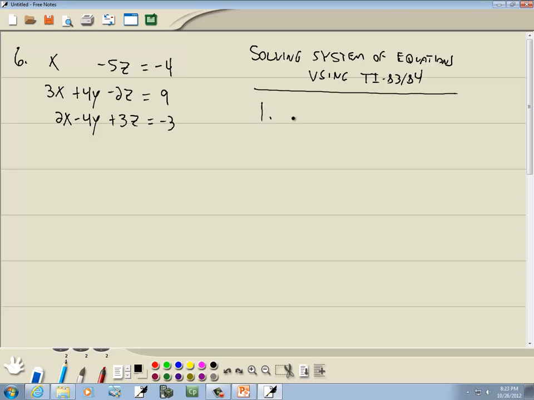Okay, first step. Input the matrix. And then we'll do a second mode to exit out once we're done. A lot of people forget that second mode part. Then we'll go into the matrix menu.